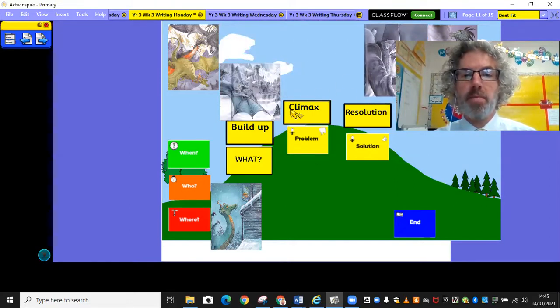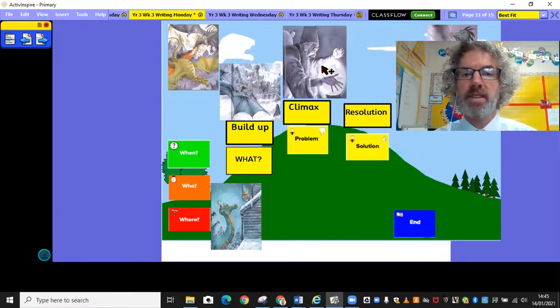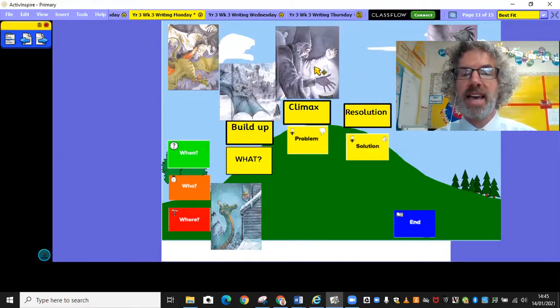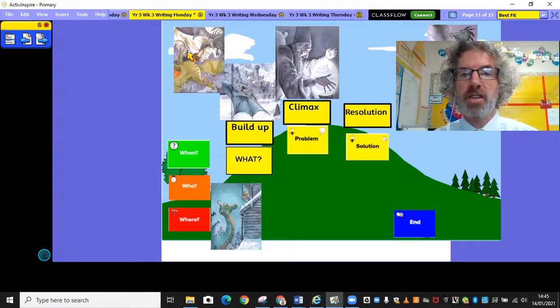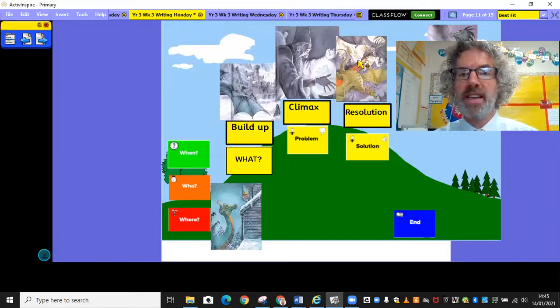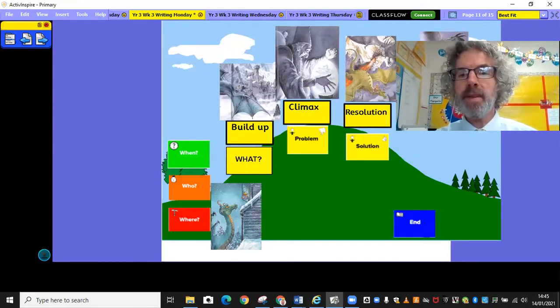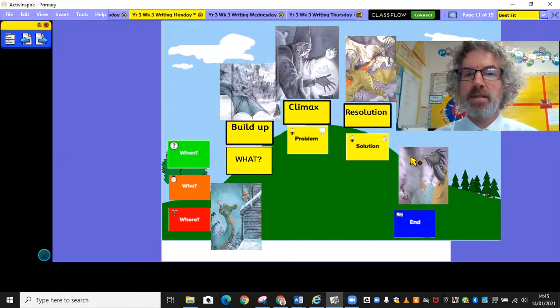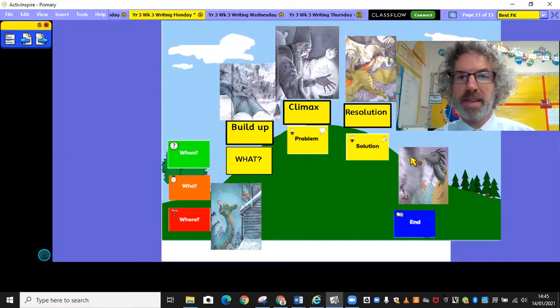Then we have the problem, the climax of the story. Yes, here he is, look, the evil wizard wanting to collect the very last egg. Then we have the resolution, in which George intervenes and manages to get the egg from him. And so in the end of the story, we have a happy ending that all the eggs eventually hatch out because the wizard's heart is melted.